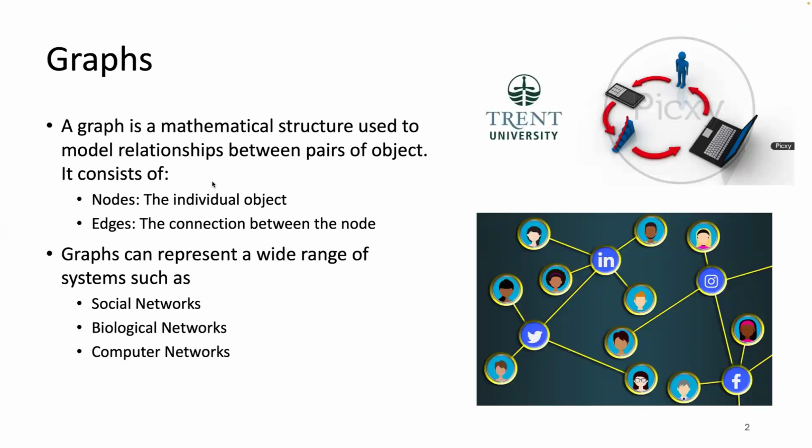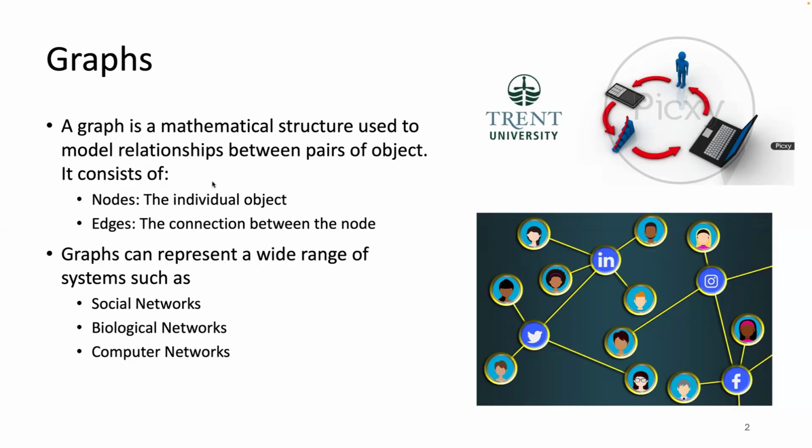So firstly, what are graphs and what's a graph, right? A graph is a mathematical structure used to model relationships between pairs of objects. A graph will consist majorly of a node and an edge, right? The nodes are the individual objects, while the edges are the connections between the nodes. Graphs can represent a wide range of systems, such as social networks, biological networks, and computer networks. We can see an example of a graph in real world scenarios, such as in a school system, in social media, such as LinkedIn, Facebook, Twitter, and Instagram, right?